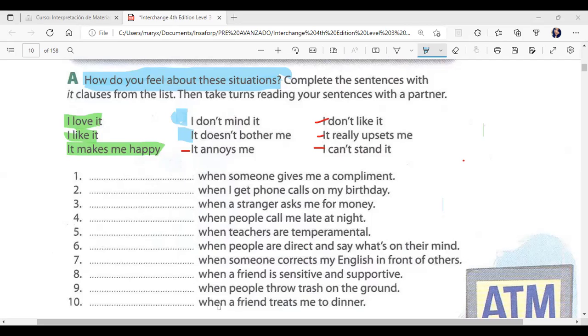I finished, teacher. Okay, very well. Who else finished? I finished. Okay. Very good. So let's go ahead and start. I'm going to start here with some people. Number one. What's your answer for number one? I'm not going to write them because they are personal situations. So Veronica, number one. What do you have?